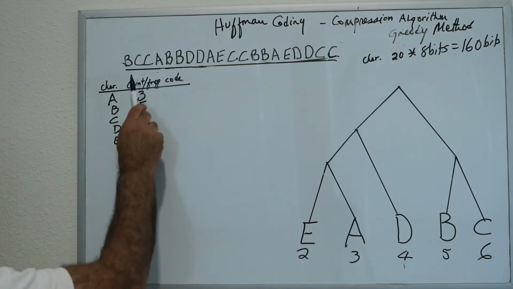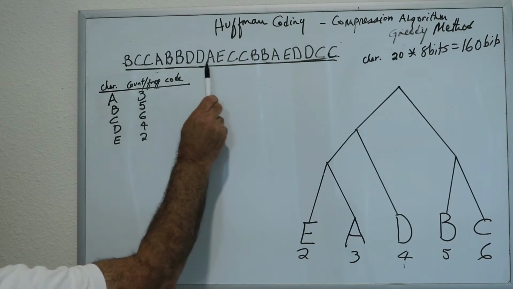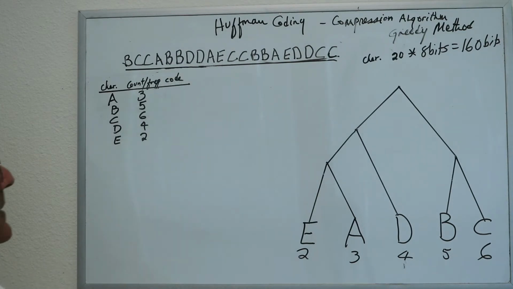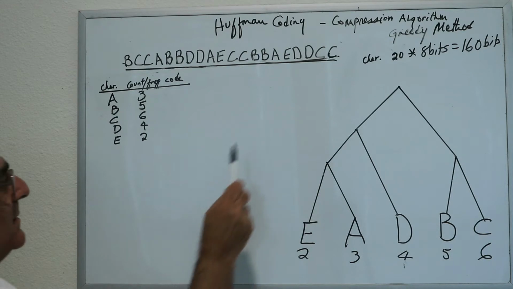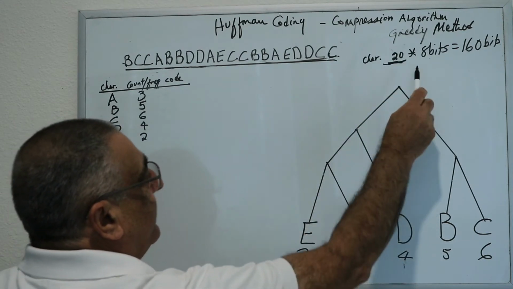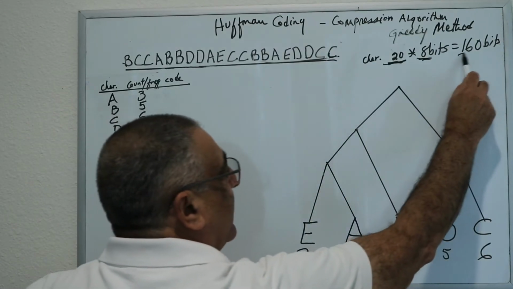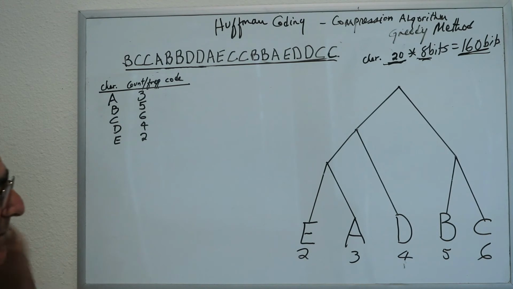So I'm trying to compress this message: B, C, C, A, B, B, D, D, A, E, E, C, C, B, D, A, E, D, D, D, C, C. There are a total of 20 characters. Each one is an 8-bit ASCII code, so I have a total of 160 bits if I have to transmit this.